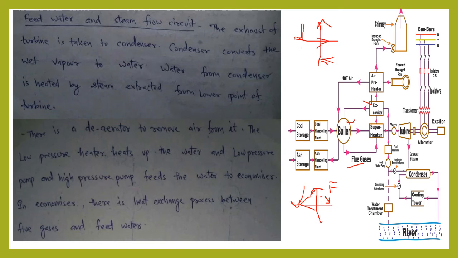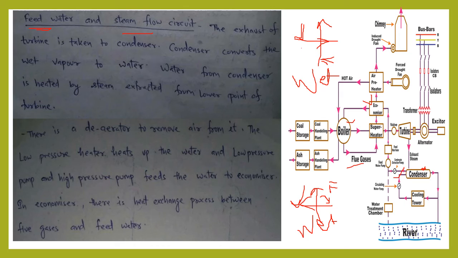Now the third circuit is feed water circuit and steam flow circuit. So first we will look at the water circuit. Water is going back to the boiler from economizer. Economizer gets water from pump, and pump is getting water from condenser. Condenser takes wet steam from turbine. Turbine exhaust eliminates some amount of steam along with water, that is known as wet steam, and wet steam is taken by condenser. Condenser will convert this wet steam completely to water.